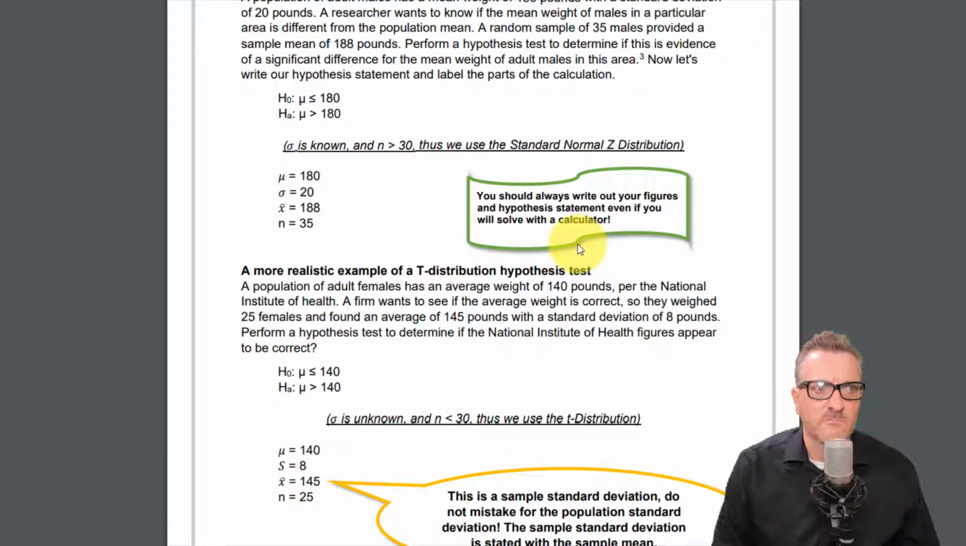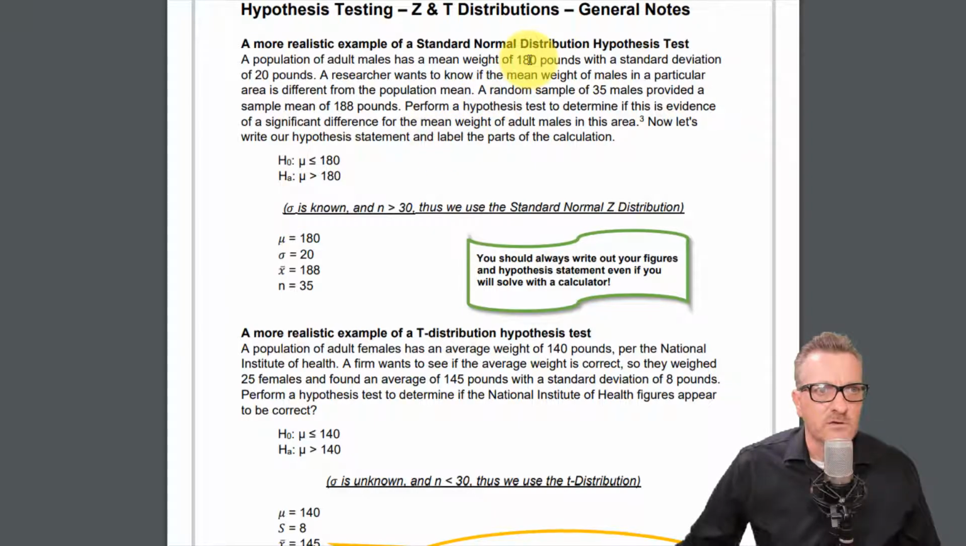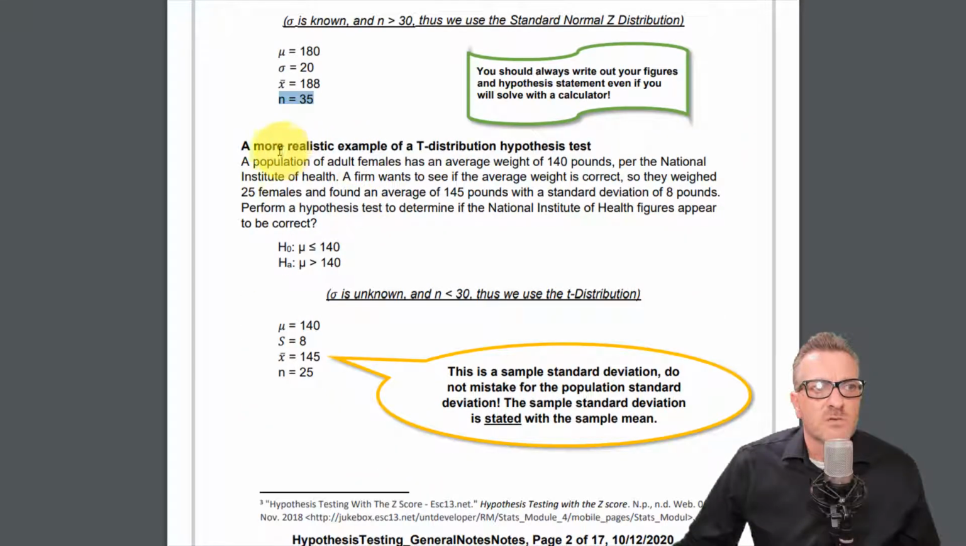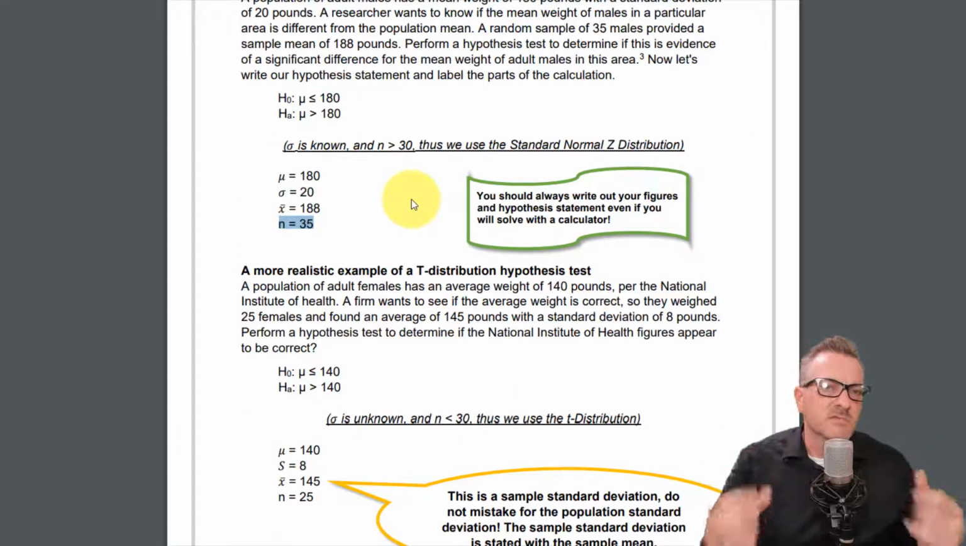Okay. So in this case, we know that we're using the standard normal z distribution. And so we have mu, and we're writing out what we know. So mu is 180, and then the standard deviation is 20. Then the x bar, which is the sample mean that we're testing for, is 188 pounds in this case. Our n is 35, so we have a decent sized sample. So that's kind of the initial setup of this.